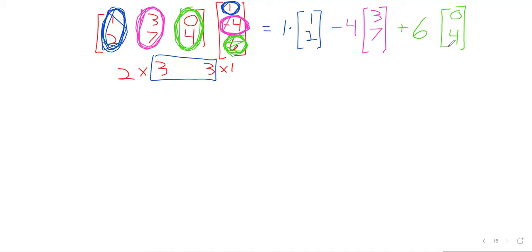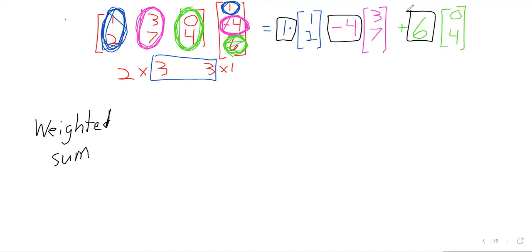If you've seen this material before and you're thinking, wait a minute, I learned something else, I took the row and I multiplied by the column and I added, that's an alternative algorithm. We'll get to it. This is going to be our definition. This is how we define matrix vector multiplication. And the fancy sounding phrase we use is that this is a weighted sum. It's a sum because we're adding vectors up. It's weighted because we have these numbers in front of the vectors.